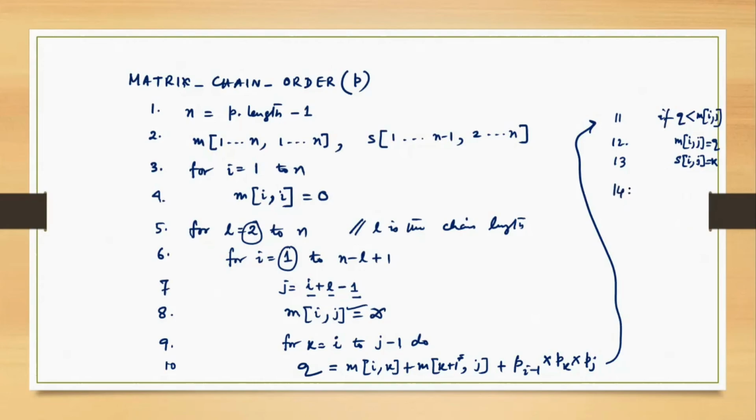So step number 14 is a separate step. It is not inside any loop block. You have to return M and S. This is what the matrix chain order algorithm actually is. So again, this is one part. Another part is the parenthesization part.